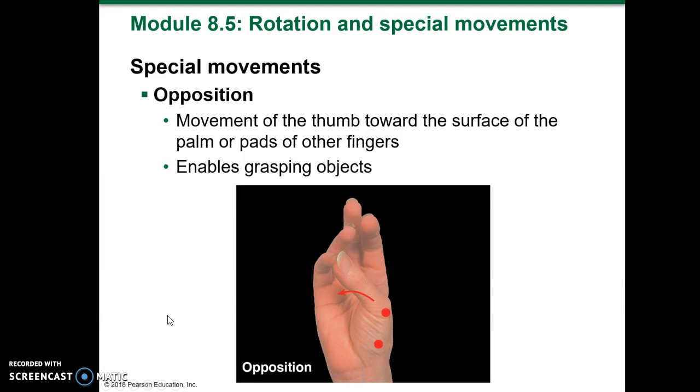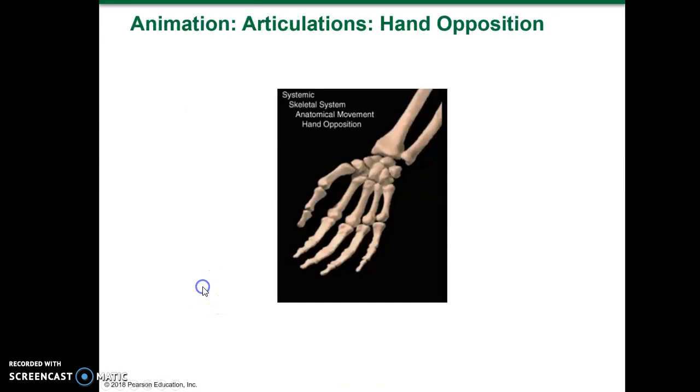Other special movements, opposition. This is movement of the thumb towards the surface of the palm or pads of other fingers. This enables grasping objects. You've heard of opposable thumbs. It's one of the things that we have that the primates do not.